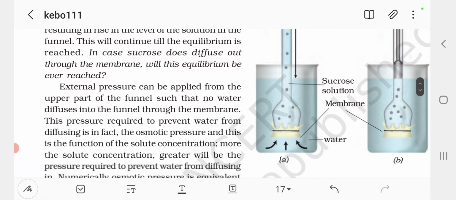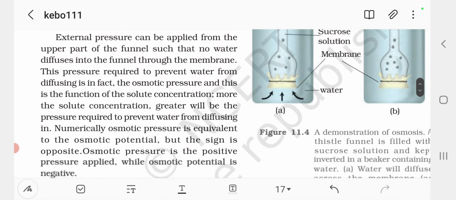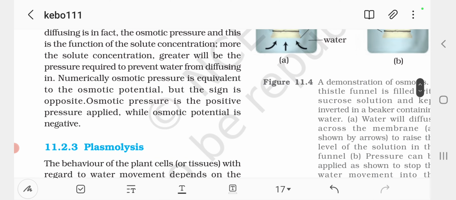In case sucrose does diffuse out through the membrane, will the equilibrium ever be reached? External pressure can be applied from the upper part of the funnel such that no water diffuses into the funnel through the membrane. This pressure required to prevent water from diffusing is in fact the osmotic pressure, and this is a function of solute concentration. The more the solute concentration, the greater will be the pressure required to prevent water from diffusing in. Numerically, osmotic pressure is equivalent to the osmotic potential, but the sign is opposite. Osmotic pressure is the positive pressure applied, while osmotic potential is the negative one.